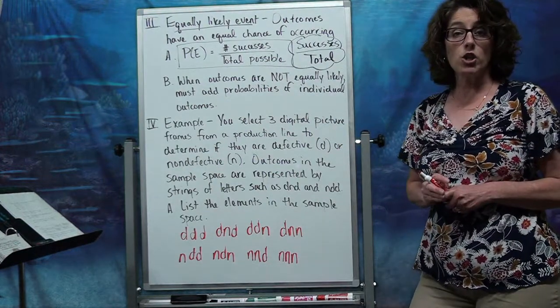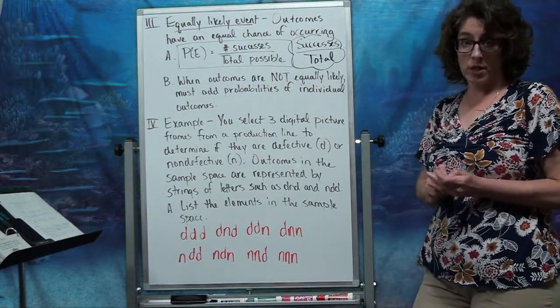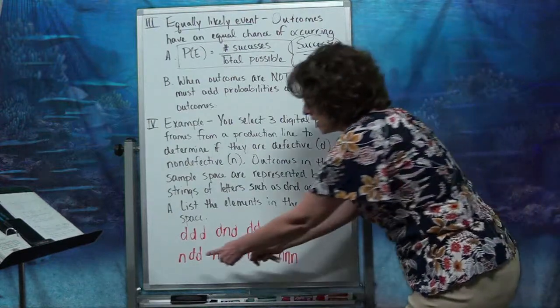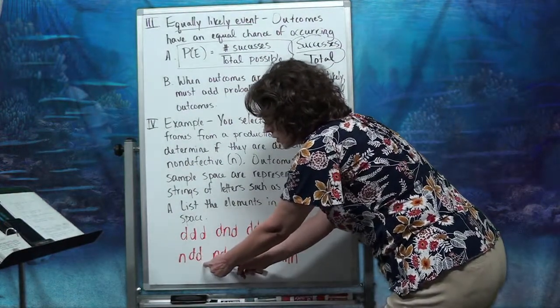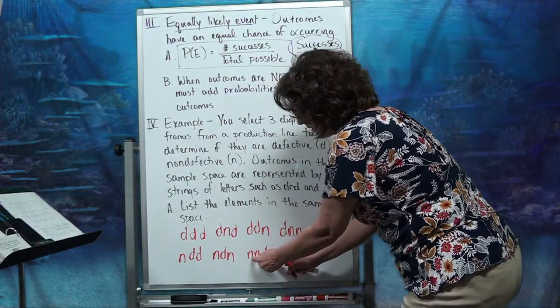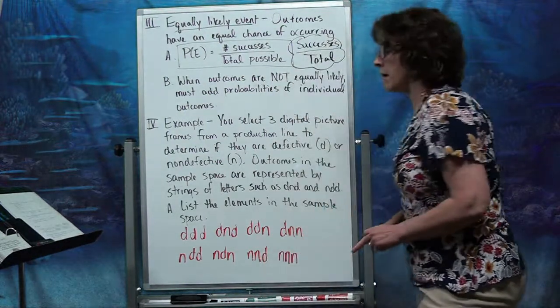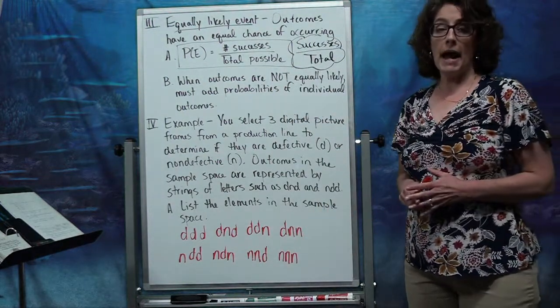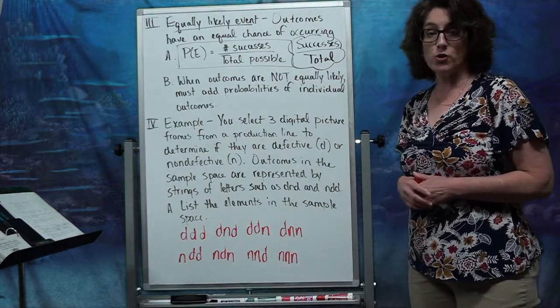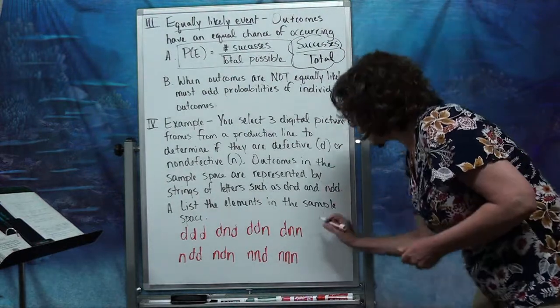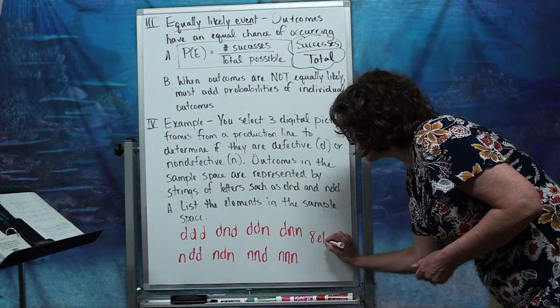So here I've exhausted all options where the first one is considered to be not defective. Not defective, defective, switch them up. Not defective, switch them up. So here's all of my outcomes that are possible when I pull those 3 digital frames. And I have 8 elements in my sample space.